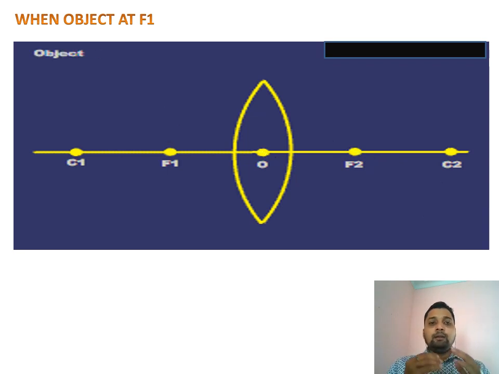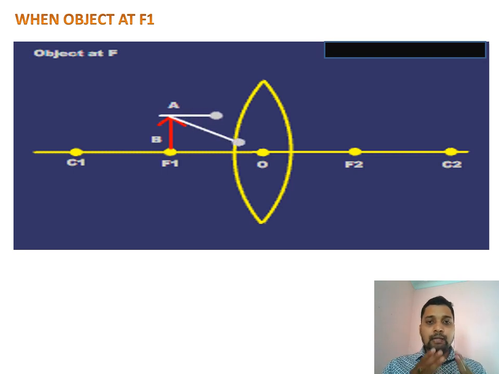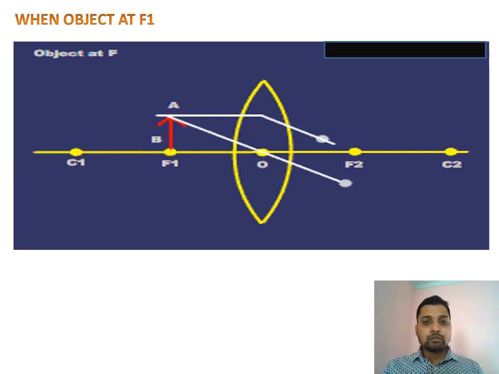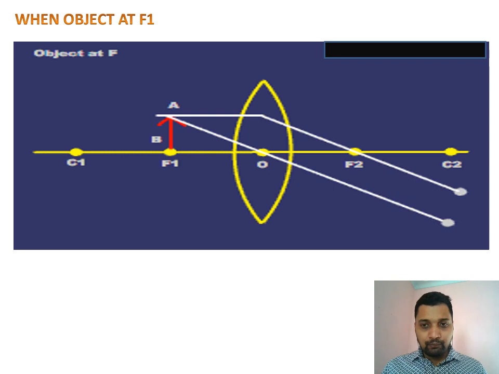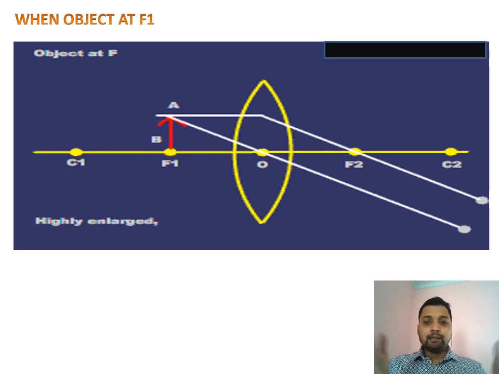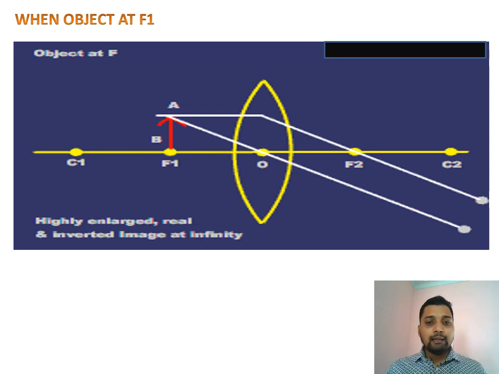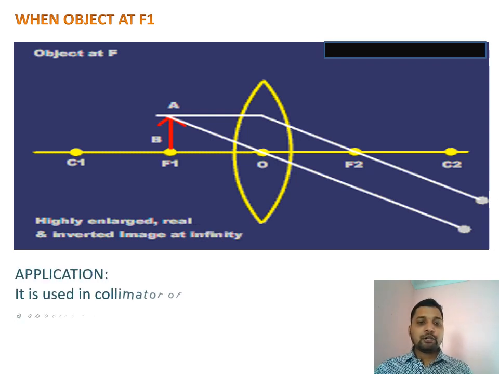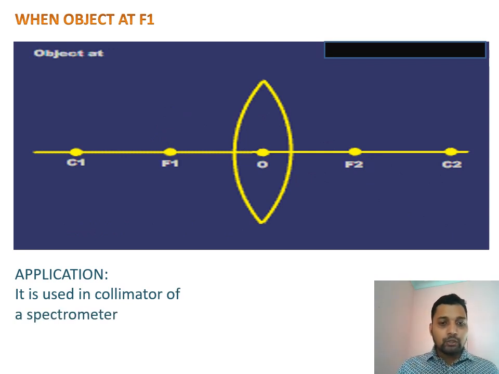Second one, a ray of light parallel to the principal axis, after refraction through the lens, passes through the focus. These two rays do not have any intersection point, which means they both will meet at infinite distance, and it forms a highly enlarged, real, and inverted image. Its application is that it is used in the collimator of a spectroscope.